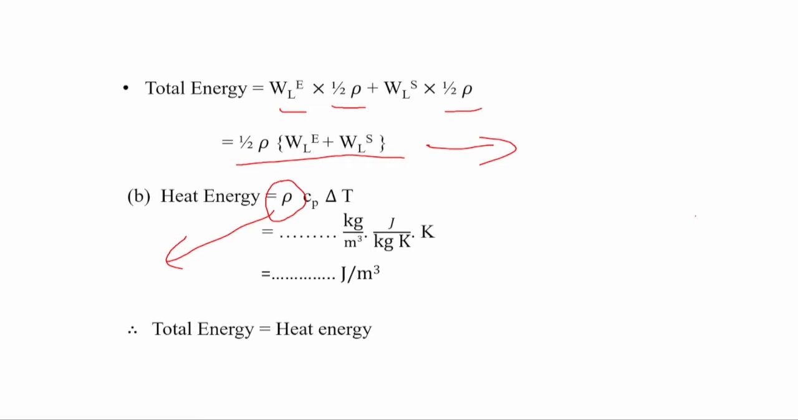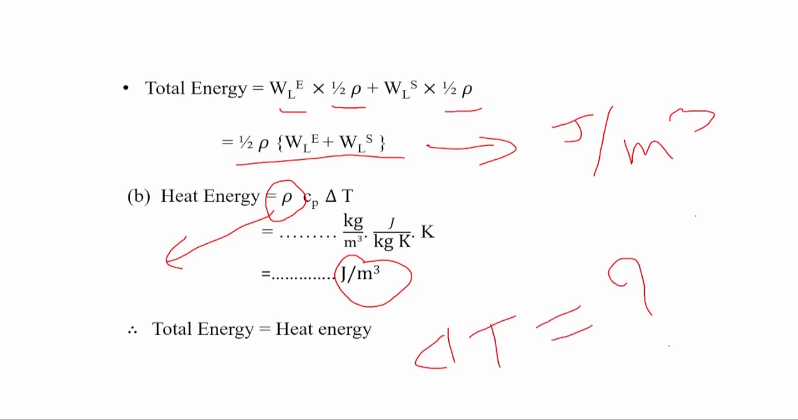You can check the units for consistency, and then we can easily find the temperature rise. The density of the material in SI units is kg per meter cube, the specific heat is joule per kg Kelvin, and the temperature increment is in Kelvin, so this represents joule per meter cube. This represents the amount of heat energy per unit volume. So we can make the total energy and the heat energy equal, and from that find the increment of temperature if the other data are available for this problem.